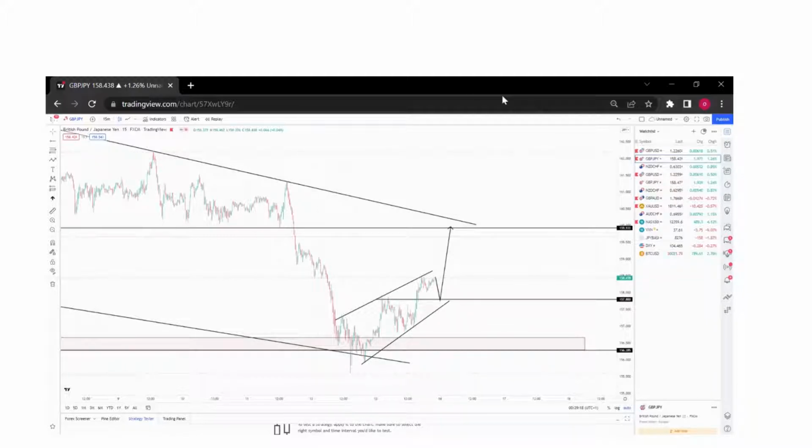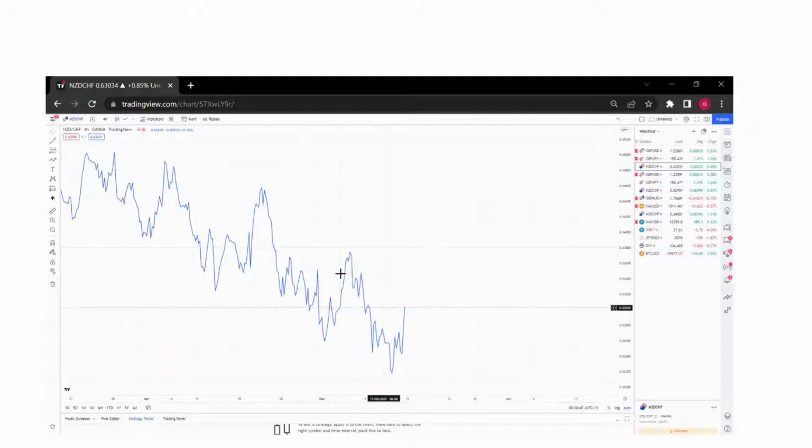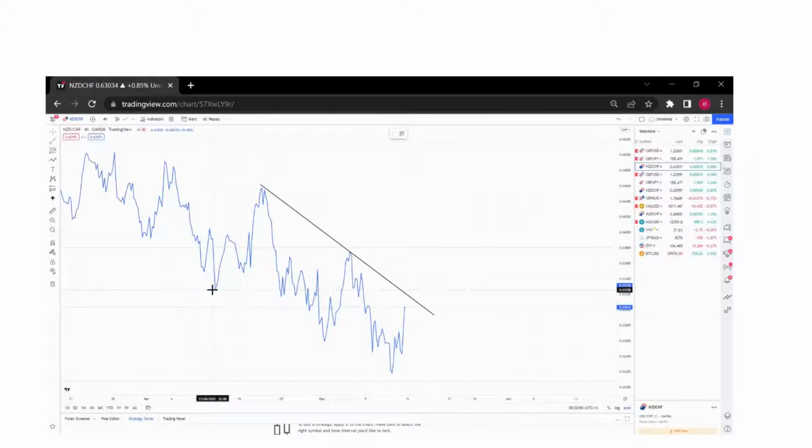So let's move to NZDCHF. So this is NZDCHF, New Zealand dollar and Swiss franc on the 4-hour time frame. So the first thing we do is to identify the trend. So it is trending downward, obviously trending down. It's a bearish trend. So we can just use our trend line to complement it. That's the upward trend line, and this is the downward trend line.